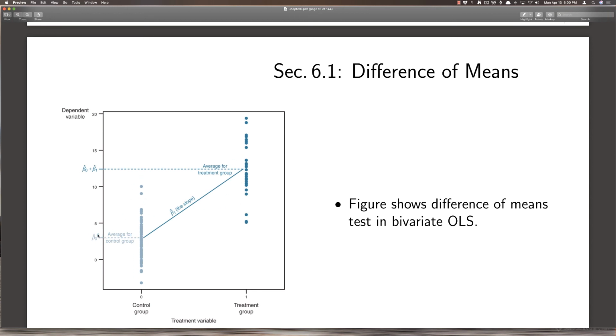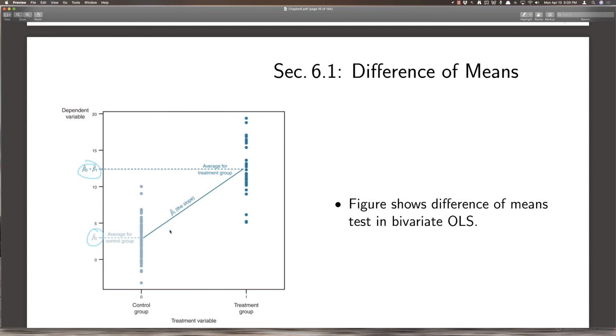The beta naught hat is the average for the control group. It's the intercept, all right? And the beta 1 hat plus beta naught hat is the average for the treatment group, or the group that has a 1 for the dummy variable. And beta 1 hat is the slope. It's the difference in the average for the two. And you can almost literally see it here. If I was to take this and subtract this away, all I would be left with is beta 1 hat. That's the difference. And it's the slope of the best fit line.